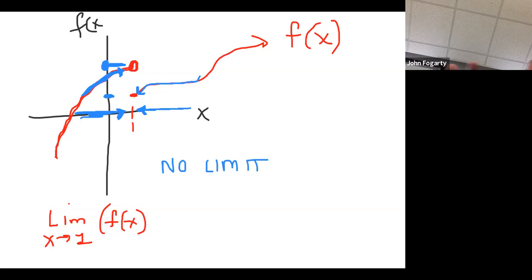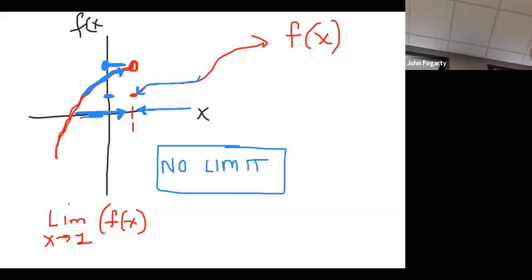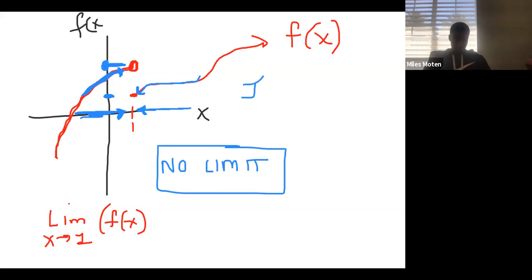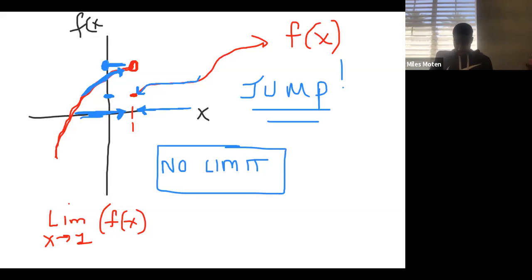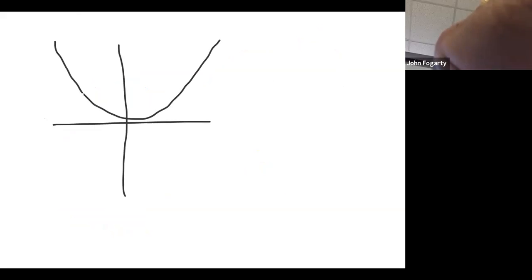Now, we're not talking about one-sided limits yet. We're just talking about finding the limit. All right, does that make sense? What do you call this type of discontinuity? Jump. Good. All right, does everybody understand the difference between those 3 pictures?